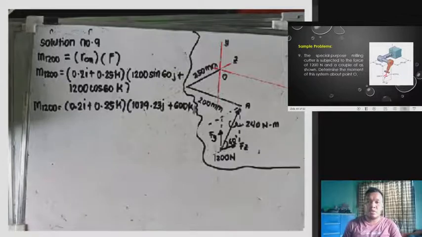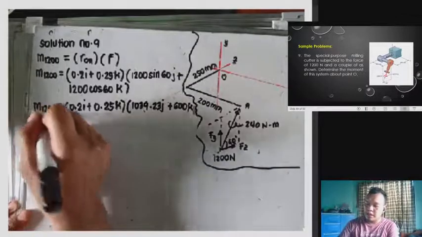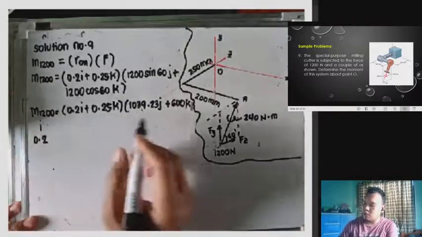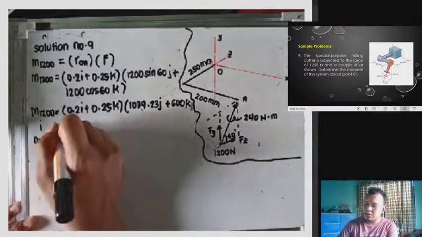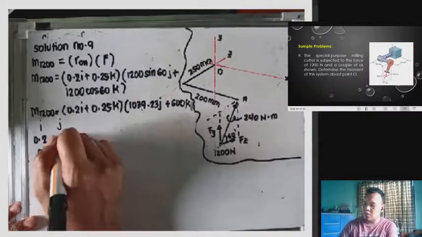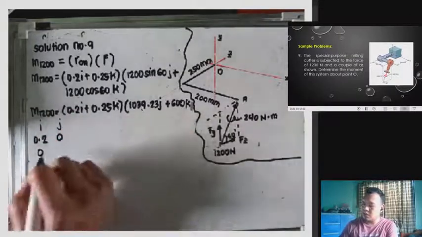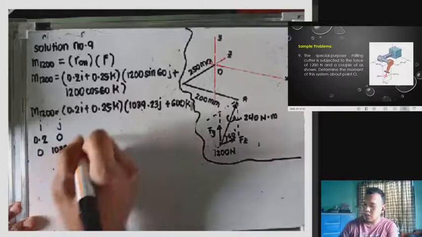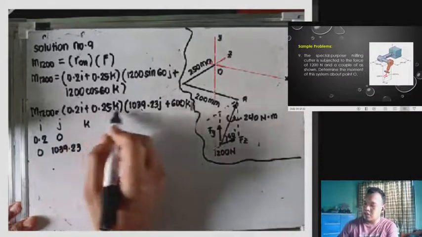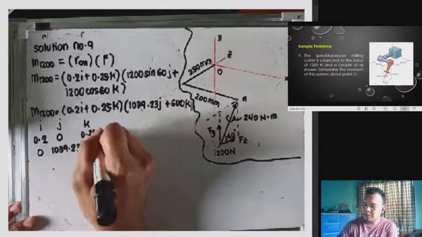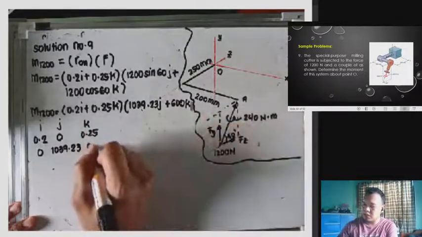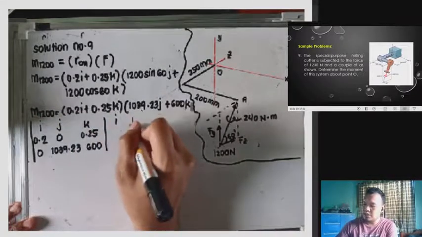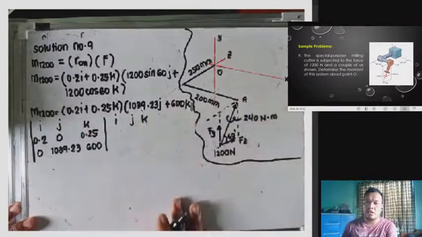Ngayon, gagamitin ulit natin yung ano. We have here I, which is equivalent kay 0.2. Then, wala kang I dito, so 0. Then, J, wala kang J dito, 0. Then, yung J dito is 1,039.23. Then, si K, may K ako dito, 0.25. Then, meron akong K which is 600. Then, sulat ulit yung si I, J, and K, no?